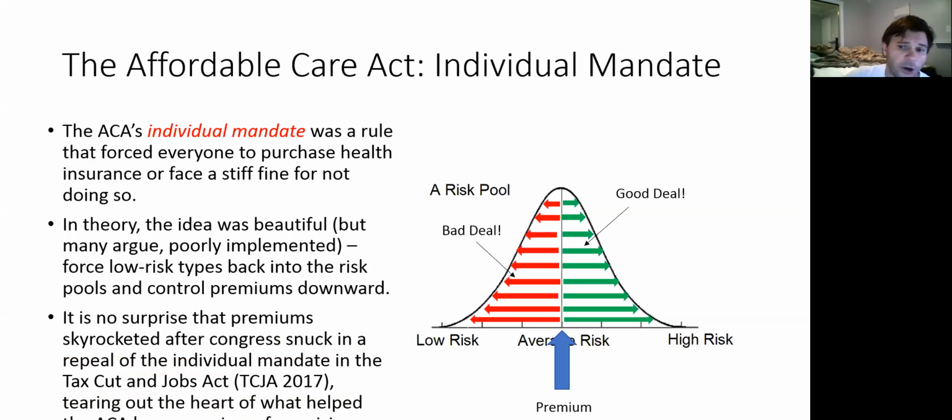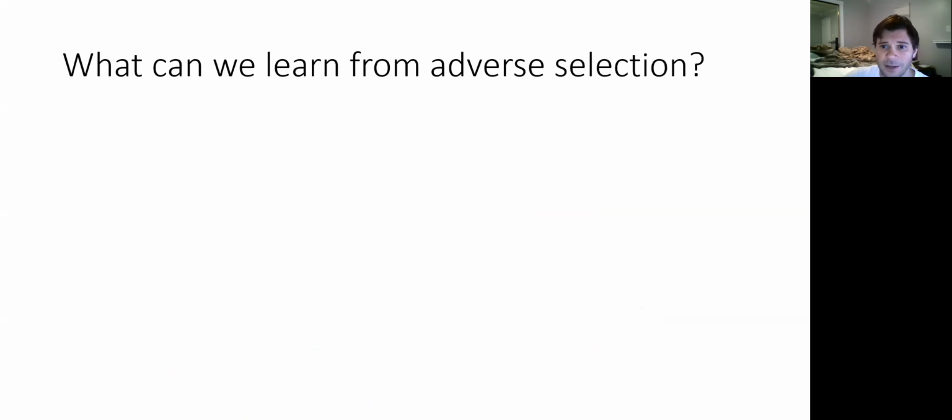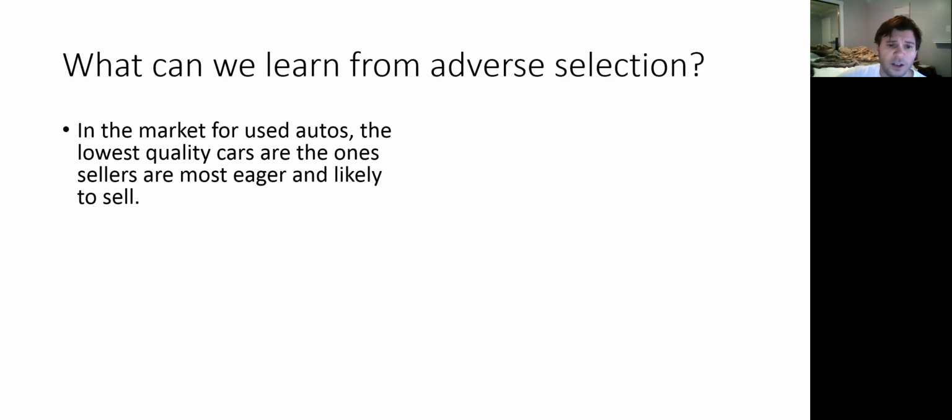Now, what can we learn from adverse selection? What does this really tell us about markets? Well, it tells us that low types generally will not be in there. We're going to wind up serving the high types, and the high types are going to be the most eager to seek coverage, given that they benefit from that premium being pulled down by the presence of lower types. So in the market for used autos, adverse selection tells us that the lowest quality cars are the ones that sellers are most eager and likely to sell. You're most likely to come across a lemon in that market.